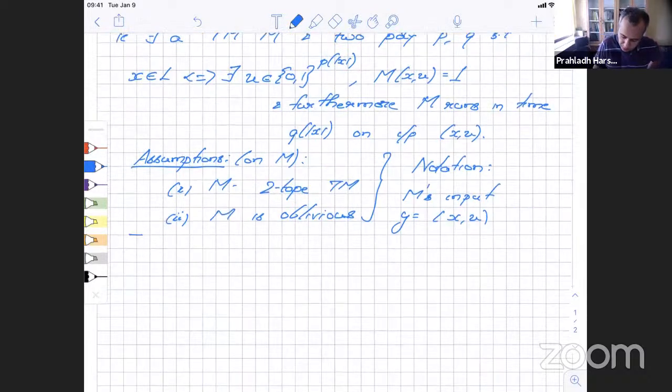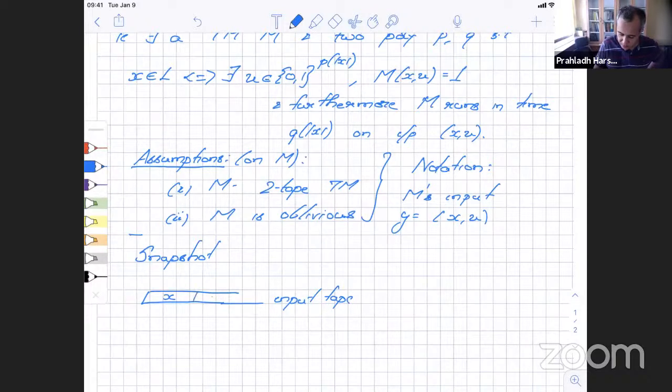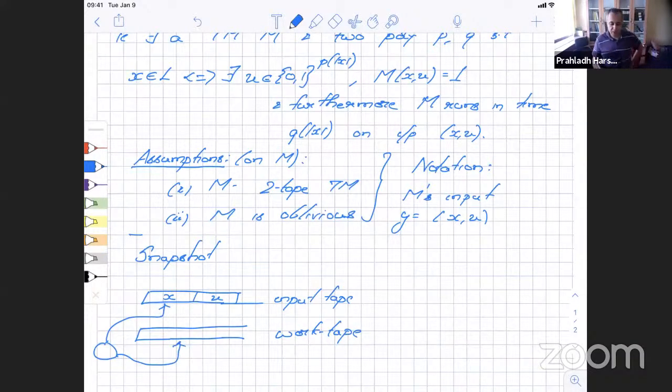And we're going to use this notion of a snapshot. What was a snapshot? Because it's a two-tape Turing machine, there's the input tape on which X and then U is written, and then there's one work tape. The head is reading something here and something here throughout the entire computation, and the head is in some state Q. So a snapshot is, in some sense, the view of the head of the Turing machine.